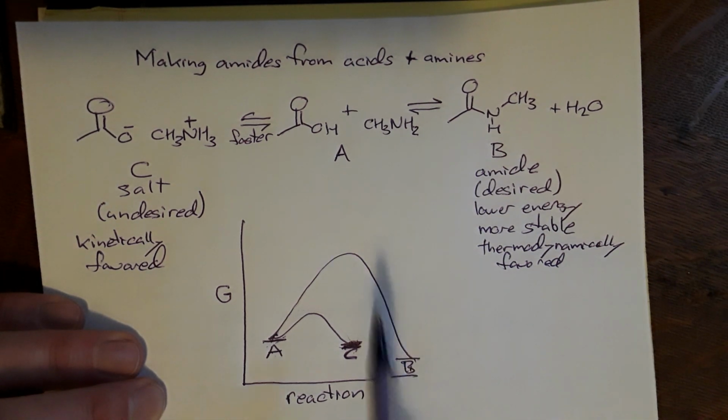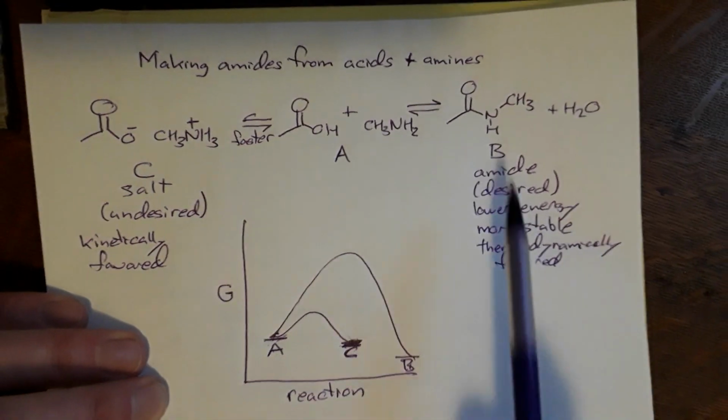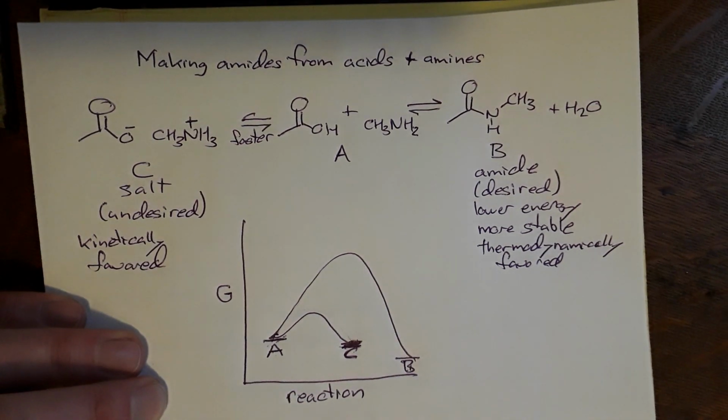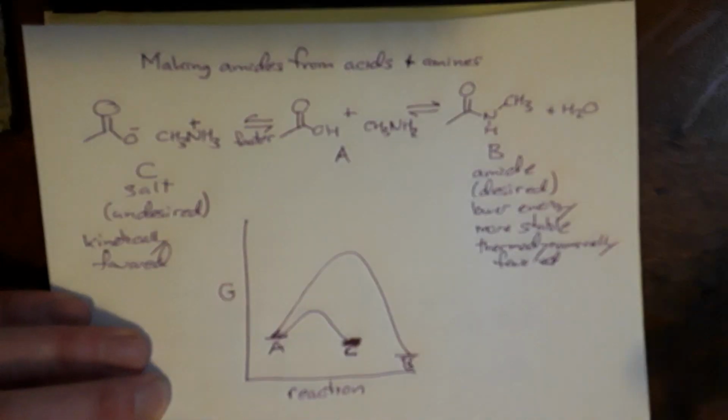And so if we want this reaction to happen and favor the product that we want and not the salt that we don't want, then we need to do it at high temperature. And thermodynamically favored means that we need to do it at high temperatures.